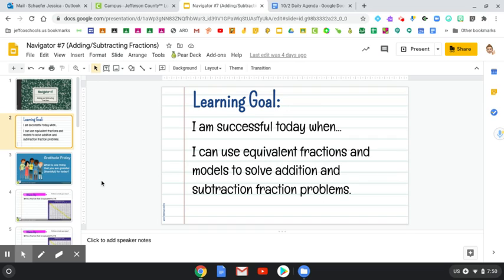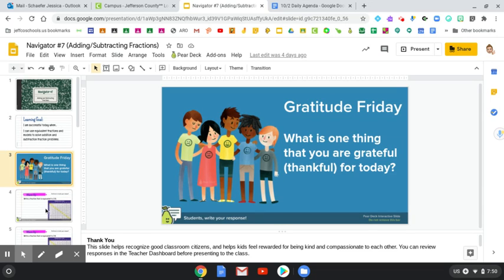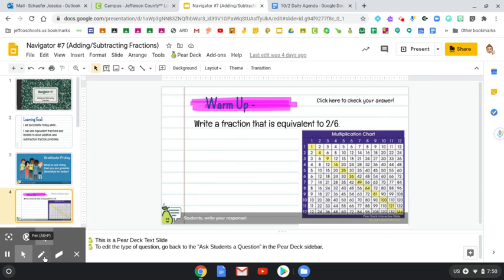Your learning goal for today is you'll be successful when you can use equivalent fractions and models to solve addition and subtraction fraction problems. Make sure you do your Gratitude Friday. What are you grateful for today? And then your warm up.